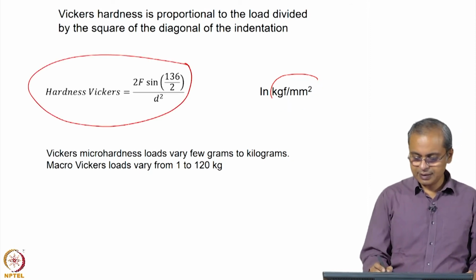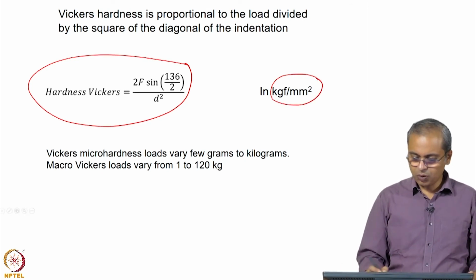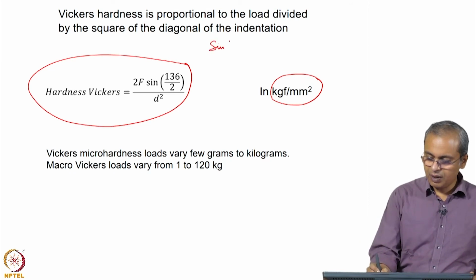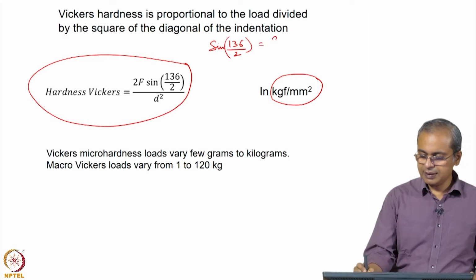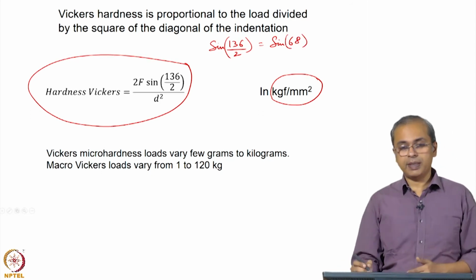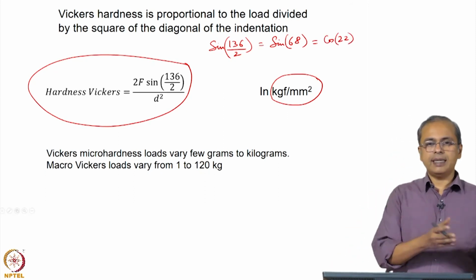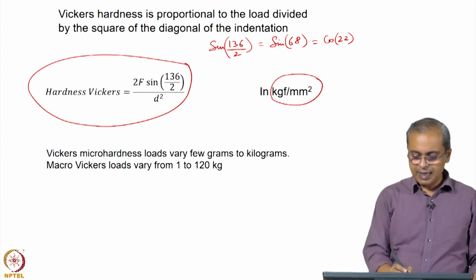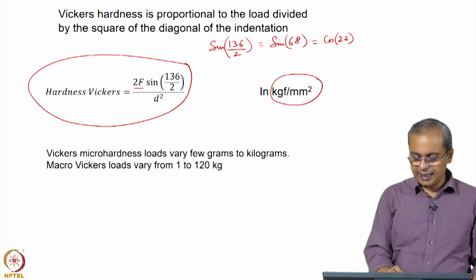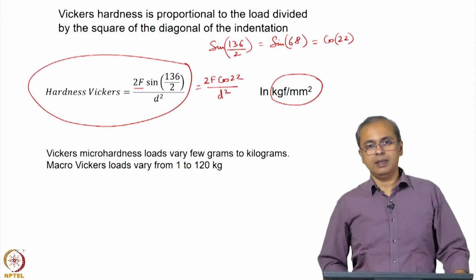It suddenly shows up here as sin 136 by 2. I had it as cos 22 there, but sin 136 divided by 2 is the same as sin 68, and that is the same as cos 22, because sin theta is cos 90 minus theta. So that is basically all we have here. Otherwise, you have the same thing here, 2F, so this is the same as 2F cos 22 by d square, which is what we derived in our previous slide.